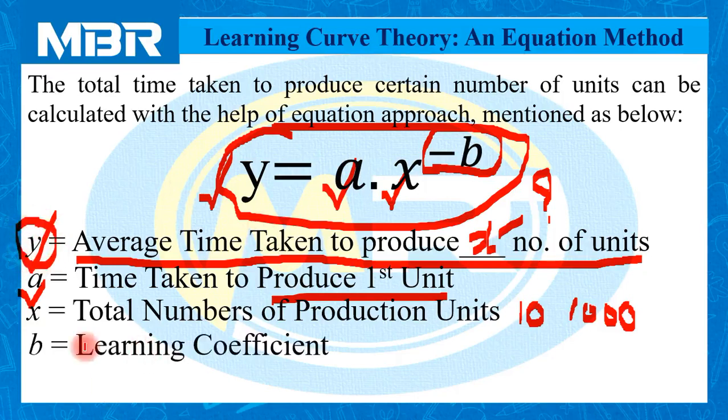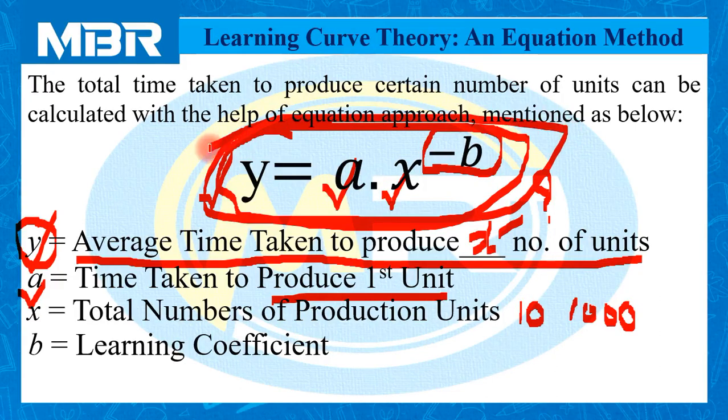And the last factor, that is b. B is the learning coefficient. On the basis of the application of learning curve, it may be 80%, 70%, 60%, 90%, as we discussed in earlier sessions. For these applications of learning curve, what is the learning coefficient? Either this information is given to us or we can calculate it using the formula given over here.